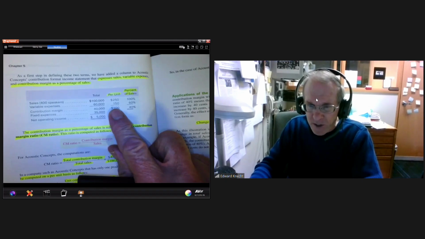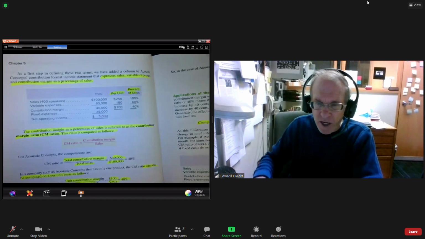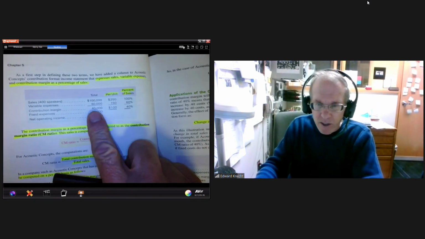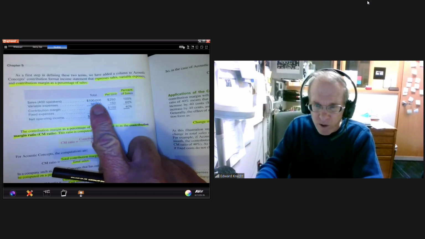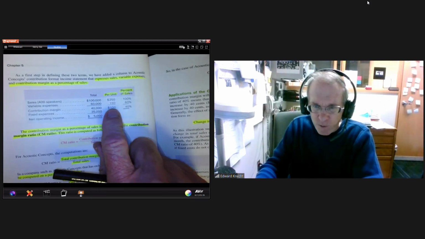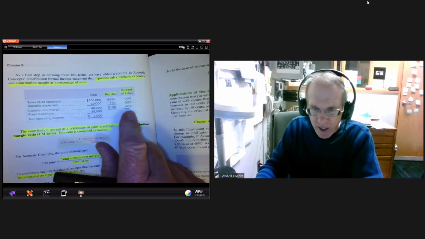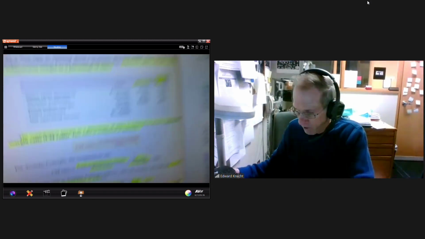On a per unit basis, $100. The ratio is 40%. You can figure it either way. There's $40,000 in total divided by $100,000. That's 40%. You can take $100 per unit divided by $250 per unit. That's 40%. So it's in proportion.